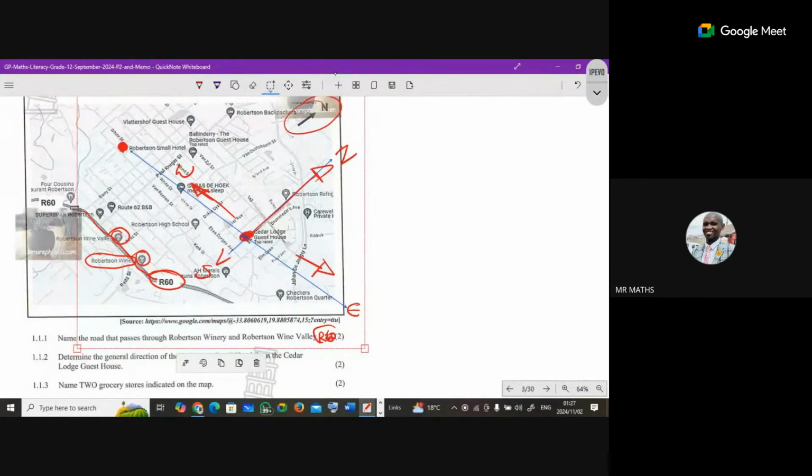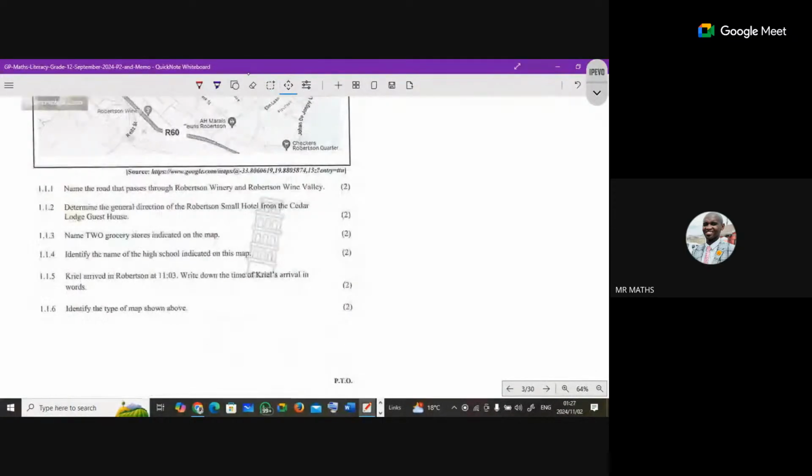I hope it makes sense, guys. Then we move down. So which means determine the general direction. So they will go to the west, or it's westerly of the Cinder Lounge Guest House.